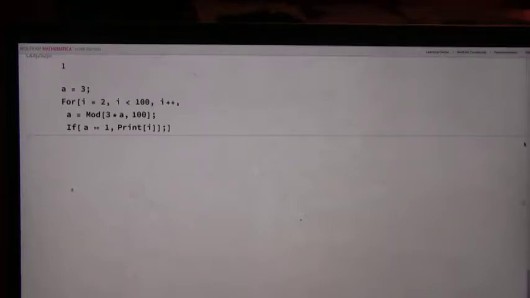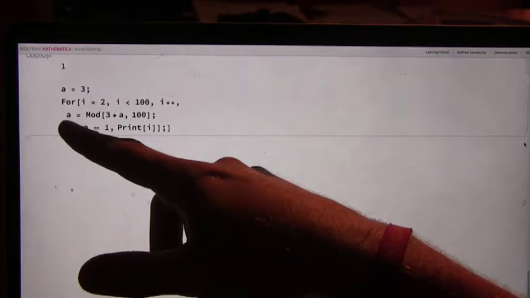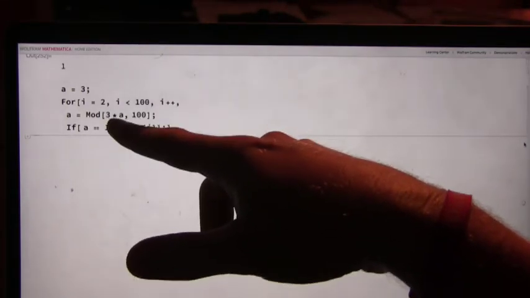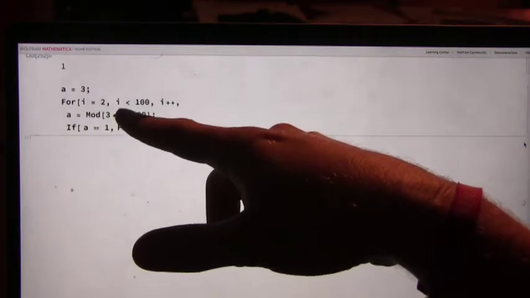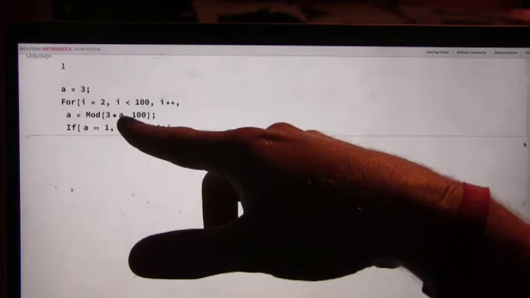Okay, so I wrote a very short program here. I'm going to start with the number 3. I'm going to go 100 trials. And what I'm going to do is look at A when I multiply by 3, 3 times A. So the first one would be 3 squared, then 3 cubed.